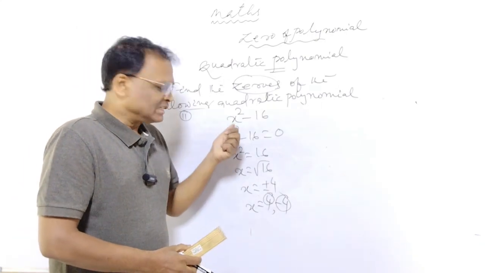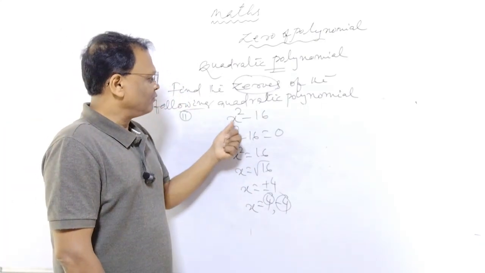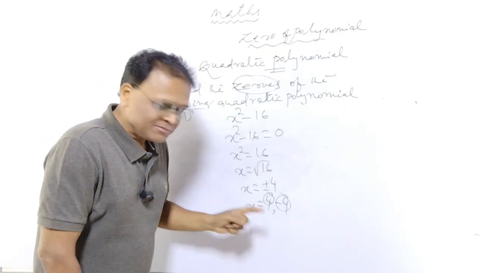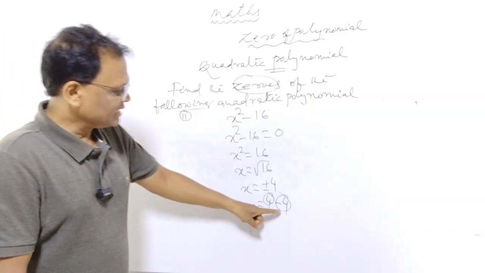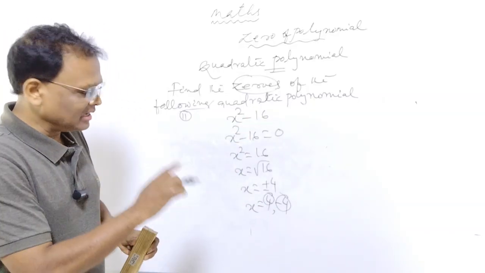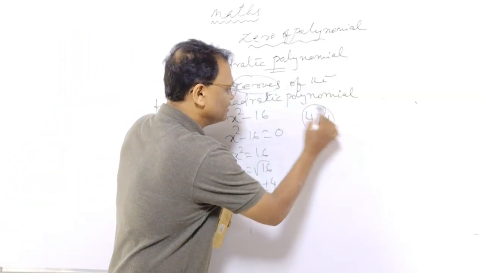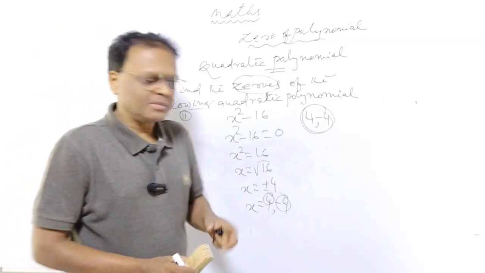That means instead of x, if I write plus 4, I'll get 0. Look here, 4 fours are 16, minus 16 is 0. If instead of x I write minus 4 also, I'll get 0. So minus 4 gives me 0, plus 4 gives me 0, and hence these two are the zeros of the polynomial. Got it? What are the zeros of the polynomial?